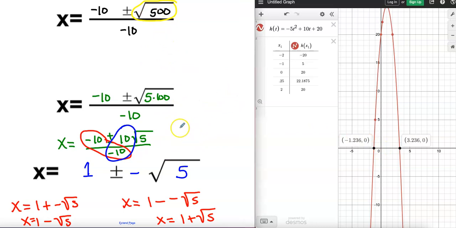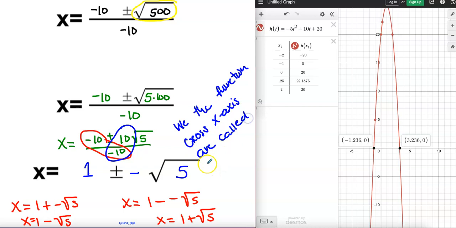So where the function crosses the x-axis are called our solutions. Okay, and so this is basically it.